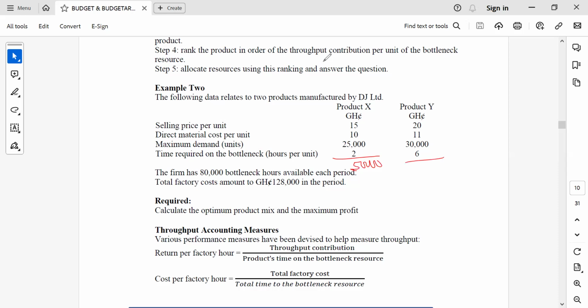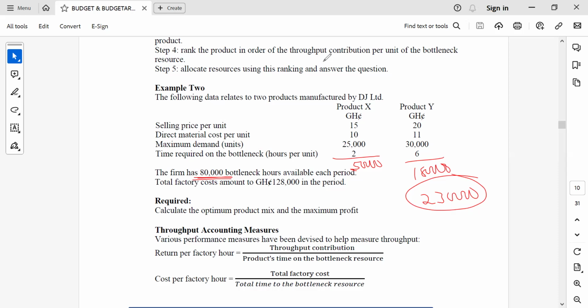What about product Y? 180,000 hours. Okay. So what will be the total hours that we'll need to produce all the units of product X and Y? 230,000. But the hours available is 80,000. So it means that we cannot produce all. And before we can know the one that we have to produce, we have to look at the return that they will give us per hour. So we have to go now and solve the question.